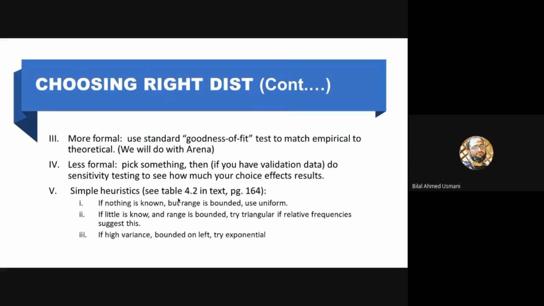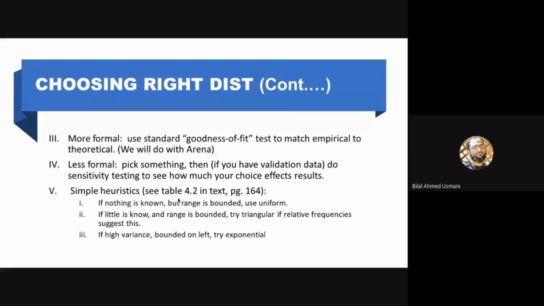There are simple heuristics. If nothing is known but the range is bounded, use uniform. So we don't know about the nature of the data, but it seems to be bounded between two values. So the first step, or the most basic assumption, is to use a uniform distribution.